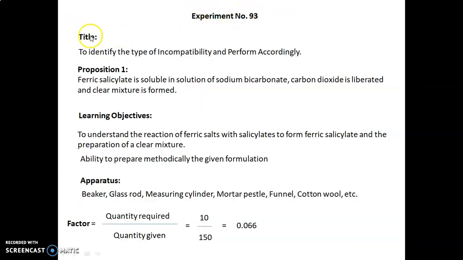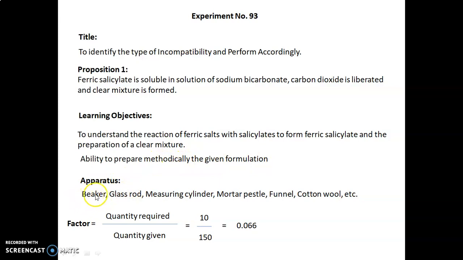Experiment number 93. The title of this experiment is to identify the type of incompatibility and perform accordingly. Proposition 1: Ferric salicylate is soluble in a solution of sodium bicarbonate, carbon dioxide is liberated and a clear mixture is formed. The learning objectives are to understand the reaction of ferric salts with salicylates to form ferric salicylate, the preparation of a clear mixture, and the ability to prepare methodically the given formulation.